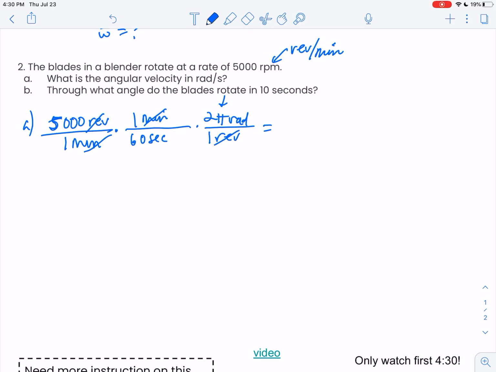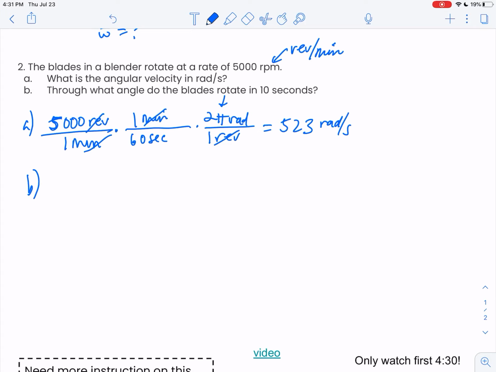I'm not doing that in my head. 5,000 times 2 times pi divided by 60. So 523 radians per second.